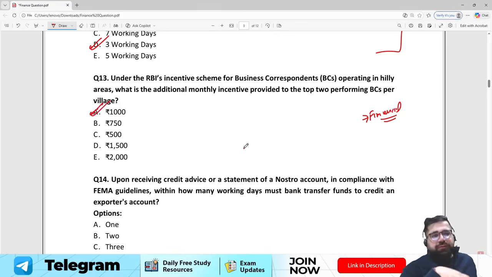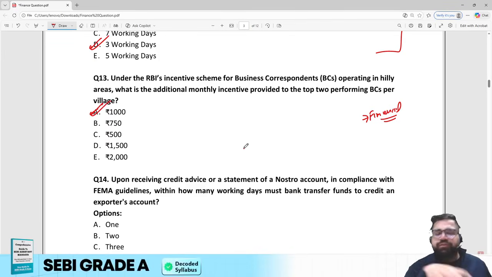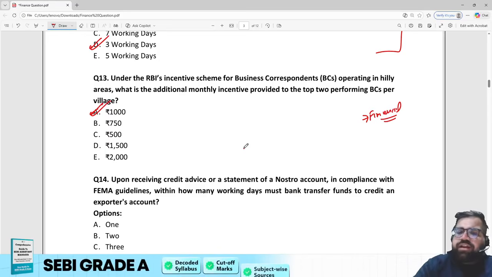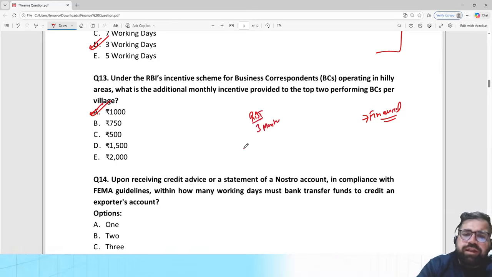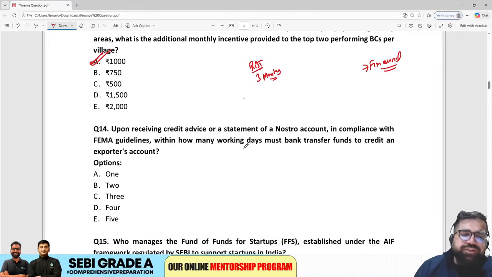Now, is this relevant for this year? No. This is not the question which you should do right now. Rather, you should solve the static-based questions. But I just wanted to tell you that you should cover RBI notifications of at least the past 3 months on priority, because there can be a direct question.